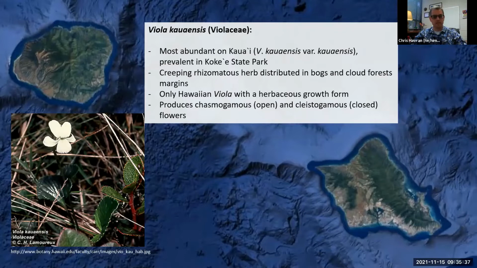It's also unique in that it produces chasmogamous or open flowers, like you can see here, and then cleistogamous or closed flowers. Here in North Carolina, I'm used to the violets with their nice chasmogamous flowers early in the season and cleistogamous later to facilitate selfing in the absence of insect pollinators. That likely helped these violets get a foothold in Hawaii millions of years ago when they were first established.